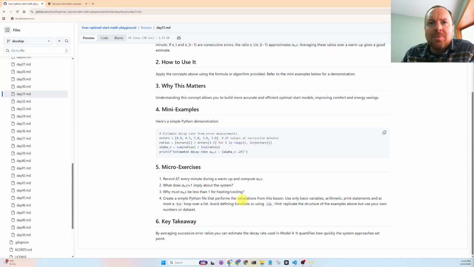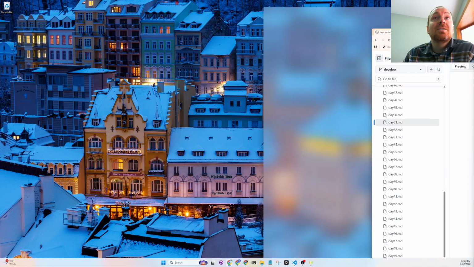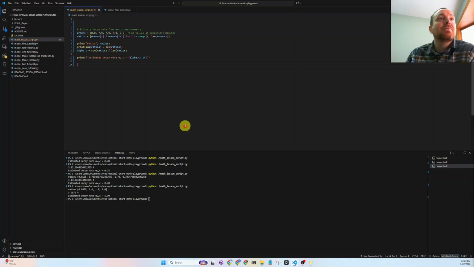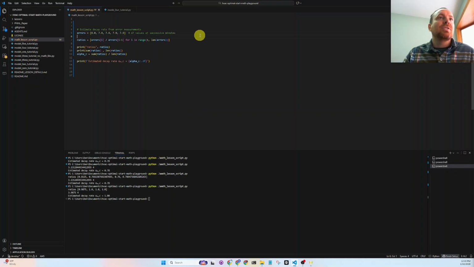Create a simple Python file that performs a calculation of this lesson. So, I'm feeling too lazy to do that. I think this would be kind of neat to try by hand, debating about whether I should do that or not. Might be good practice. I should give myself like a 5-minute timer. Let's just try it.